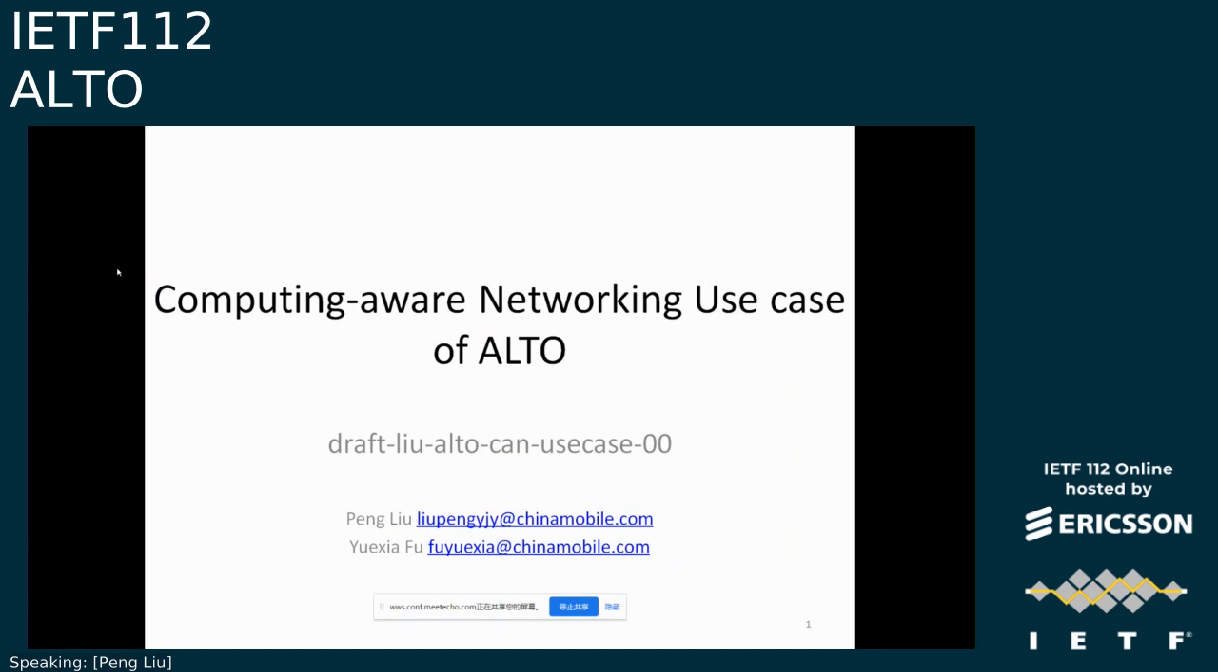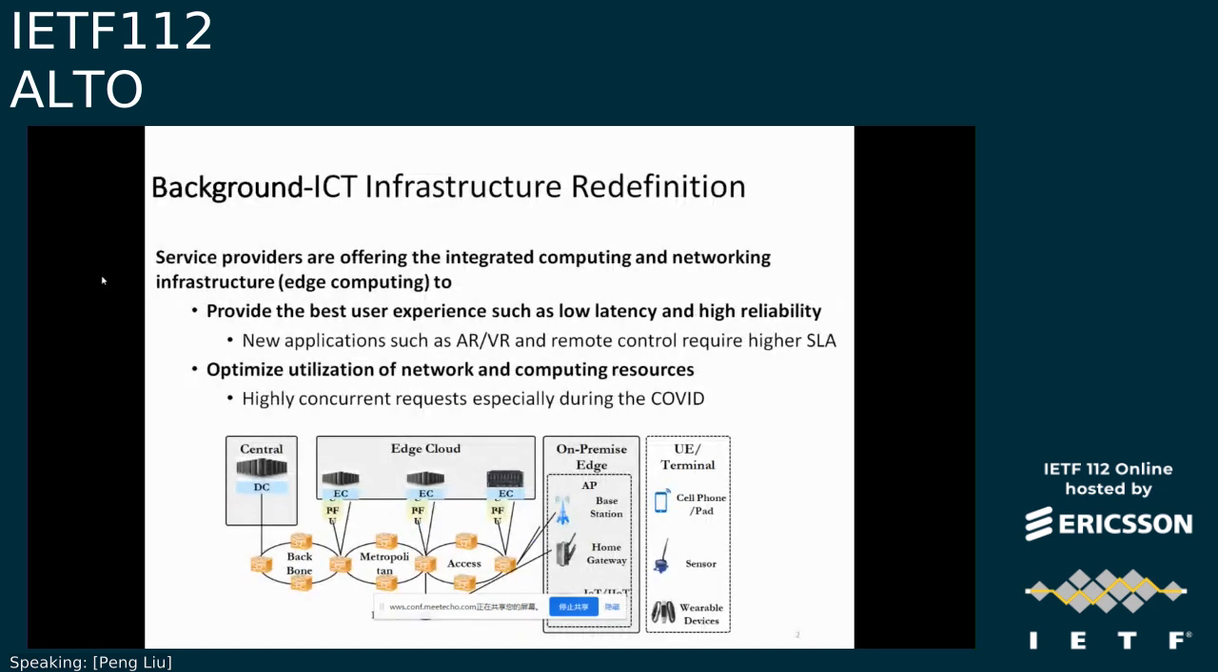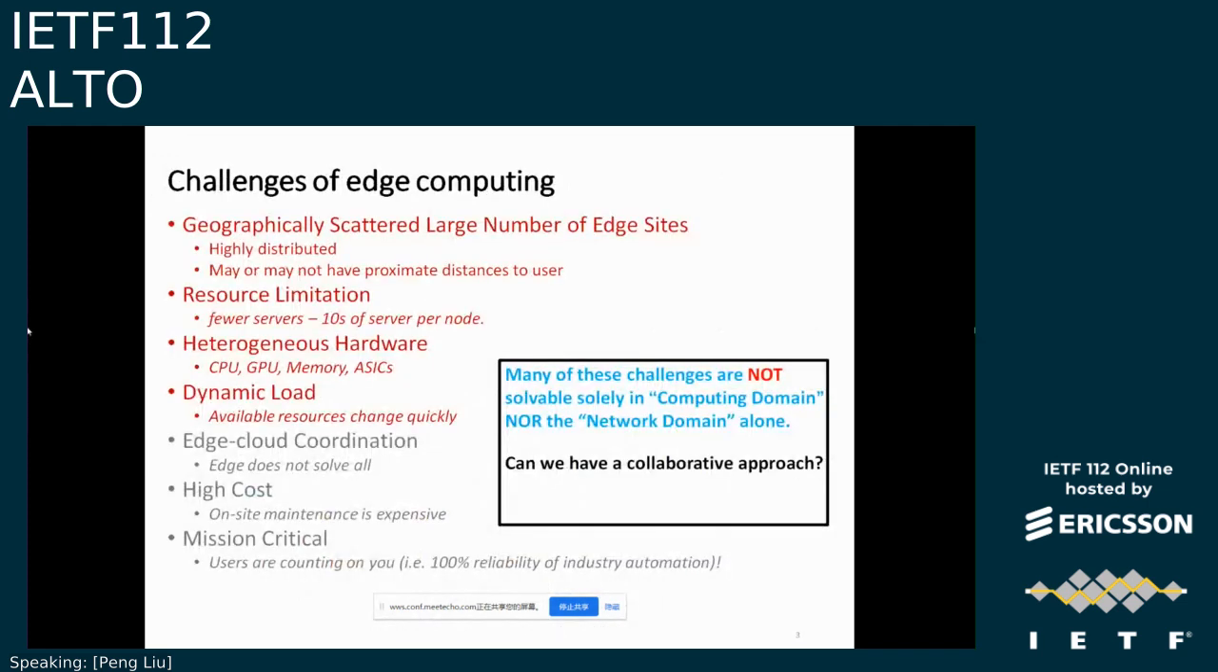Okay. Hello everyone. This is Pony from China Mobile, and this is the computing-aware networking use case of ALTO. First is the background, about the ICT infrastructure definition. The service providers offer integrated computing and networking infrastructure to provide the best user experience, such as low latency and high reliability, and to optimize utilization of network and computing resources. But there are also some challenges of edge computing, such as a geographically scattered large number of edge sites, resource limitation, edge-nearest hardware, dynamic load, and others.